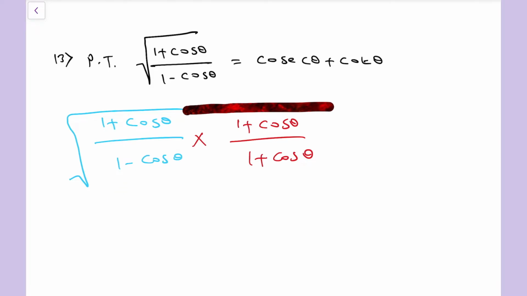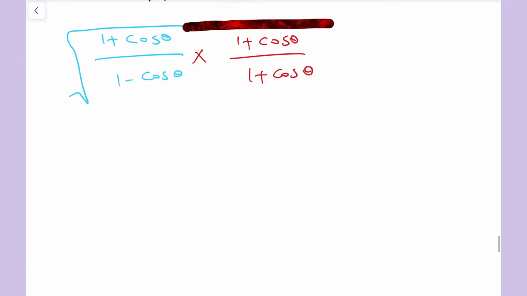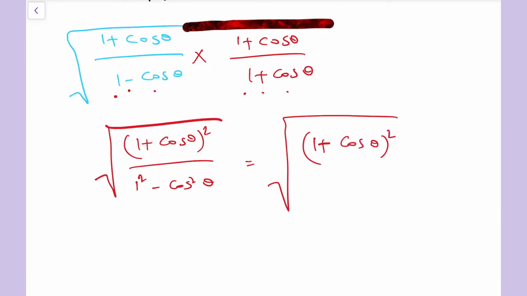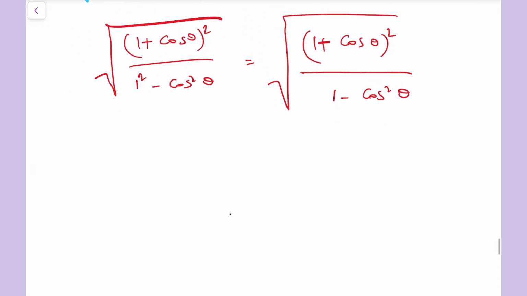Now if you observe the numerator clearly, 1 plus cos theta into 1 plus cos theta is 1 plus cos theta whole square. Whenever we do this process, we will get a square minus b square in the formula. Let us check once: a minus b into a plus b is a square minus b square. So 1 square minus cos square theta. The numerator I am writing as it is, 1 plus cos theta whole square, divided by 1 square minus cos square theta.